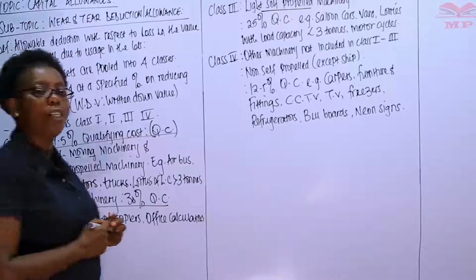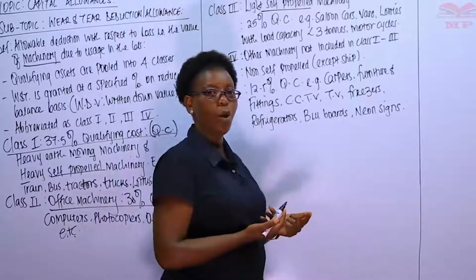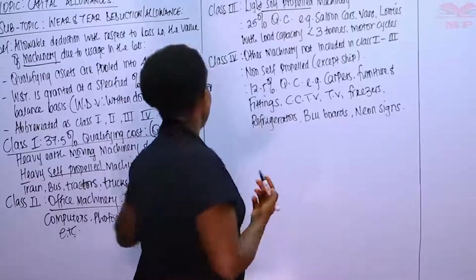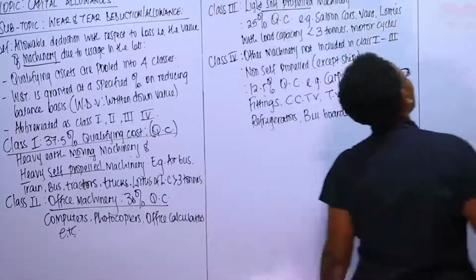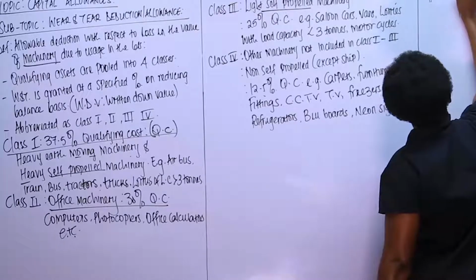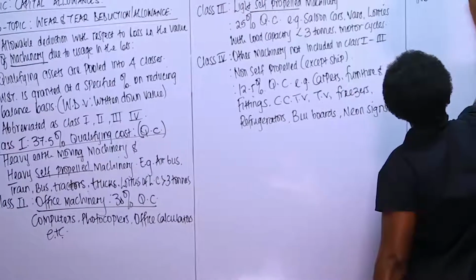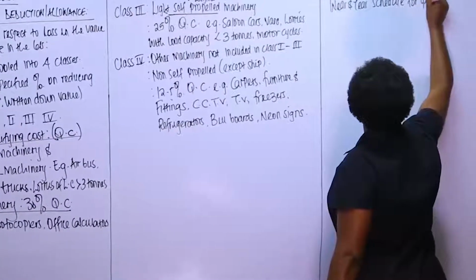Now we're going to look at a wear and tear schedule, which is going to give us how we now actualize these pools. So we do that in a schedule. So we'll have wear and tear schedule for year ending.